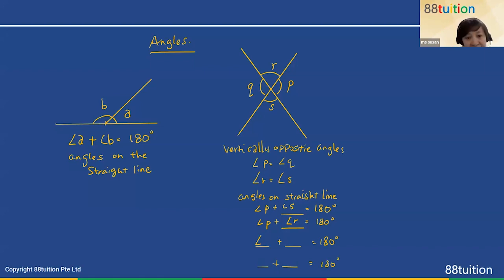Q, very good. Someone responded Q and R, very good. Q and R also 180 degrees. What else? One more. QS also. So angle Q, angle R, and angle S. So all these will give you 4 types of angles on the straight line. They all add up to be 180 degrees.